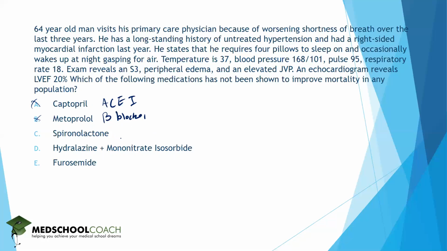I know what diuretics are, so I'm going to wait for C and E because I have to think about it. Nitrates, I do believe, have been shown to improve mortality, so D would not be the answer. I'm pretty sure that furosemide is not shown to increase mortality, but I'm not totally sure if I remember between C and E.